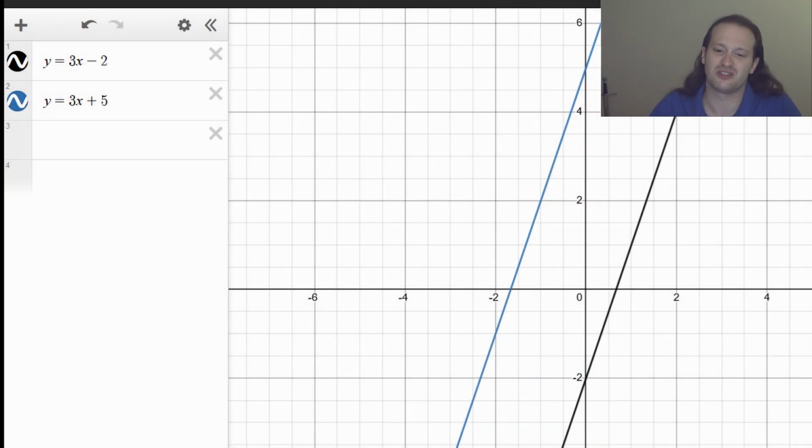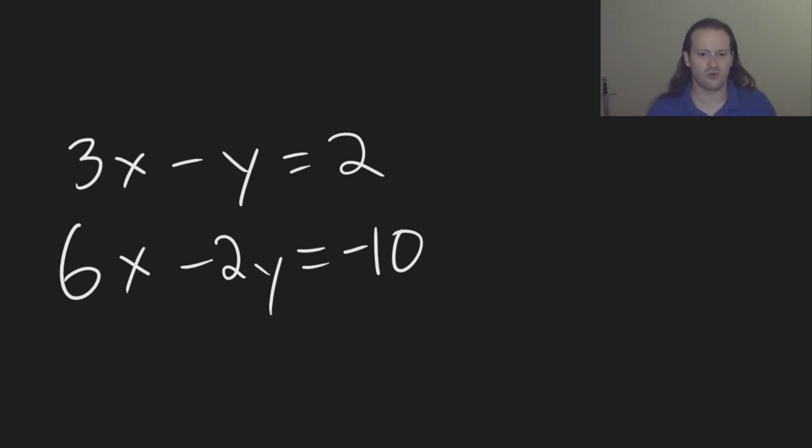Looking at two lines in slope-intercept form, it's pretty easy to see that they're parallel. They just have the same slope, but different intersections of the y-axis. And they therefore won't have a solution. But what if they're not in slope-intercept? Well, let's solve using one of the algebraic methods that we know and love so much.